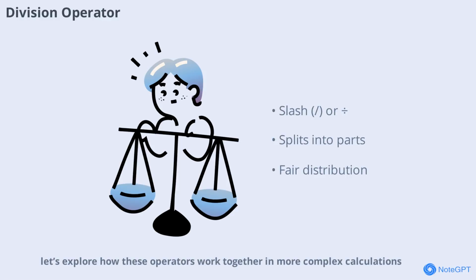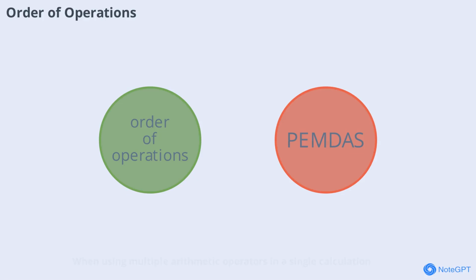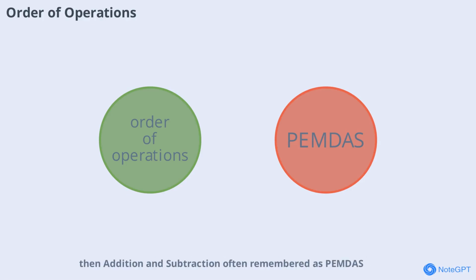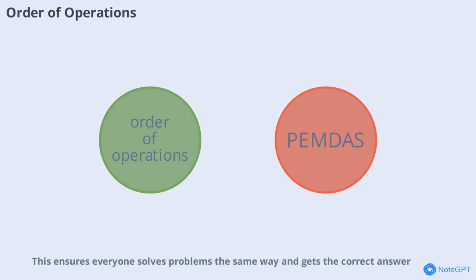Now, let's explore how these operators work together in more complex calculations. When using multiple arithmetic operators in a single calculation, it's important to follow the order of operations. This rule tells us which operations to perform first. The common sequence is parentheses, exponents, multiplication and division, then addition and subtraction, often remembered as PEMDAS. This ensures everyone solves problems the same way and gets the correct answer.